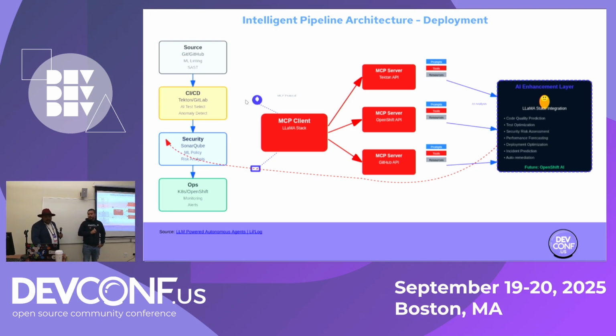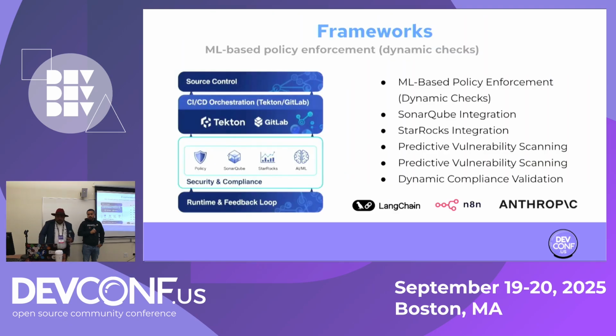We deploy the MCP servers, connect to the different APIs, and make different decisions during our pipeline. Those are the frameworks that we are using, Tekton and GitLab, for the main solution that we have. And it connects with all the different clients, with policies, SonarQube, Starbucks, and AML. That is the current agent and MCP element. The base elements are Anthropic, N8N, LangChain. That is the full framework that we are using to create it.